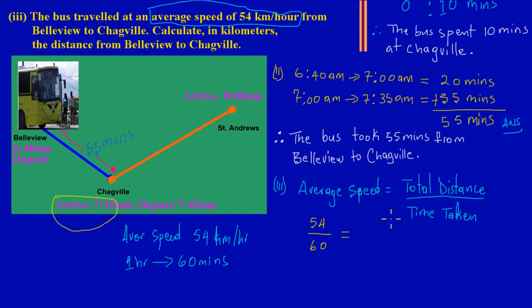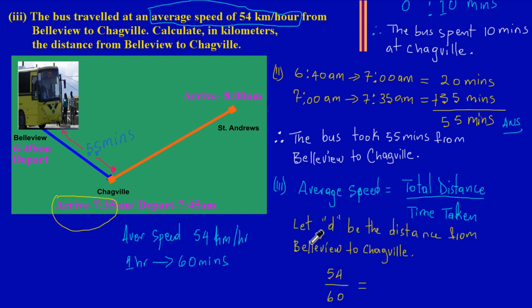Okay, so we could just make a quick statement by saying let d be the total distance. Okay, my friends, there we have made our statement. Let d be the distance from Bellevue to Chagville, because you don't want to introduce a variable and the examiner doesn't know what you're speaking about.